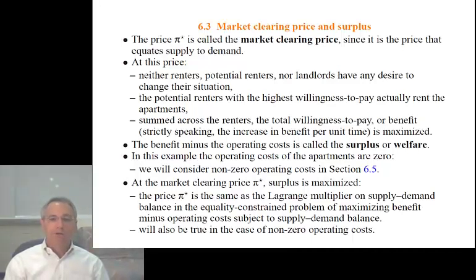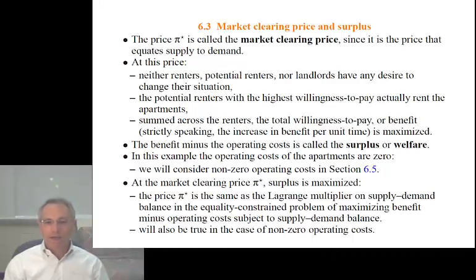Furthermore, the renters having the highest willingness to pay get to rent the apartments. Summed across the renters, if we add up their willingness to pay, which remember we call their benefit, actually their benefit per unit time, per month, if they're on a monthly lease, is maximized. The benefit minus the operating costs, remember in this example the operating cost is zero, is called the surplus or sometimes the welfare. We'll mostly refer to it as the surplus. We're going to consider non-zero operating costs later in section 6.5. At the market clearing price, pi star, surplus is maximized.